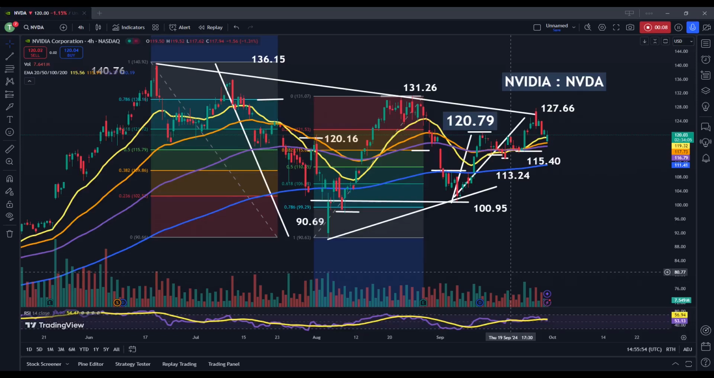We have the current stock market update for NVIDIA Corporation, stock ticker NVDA.